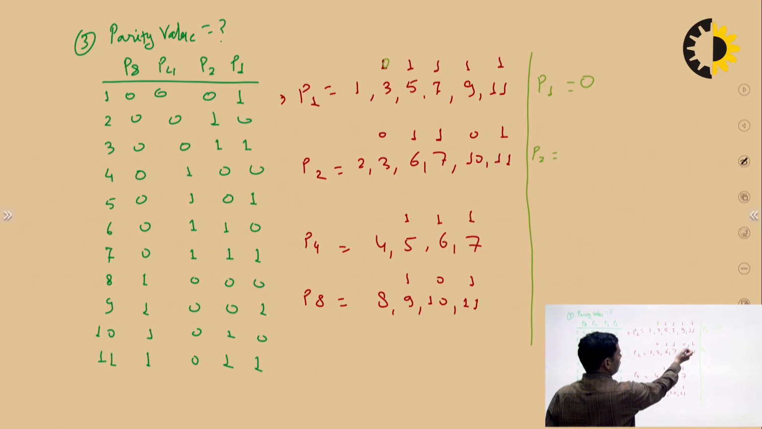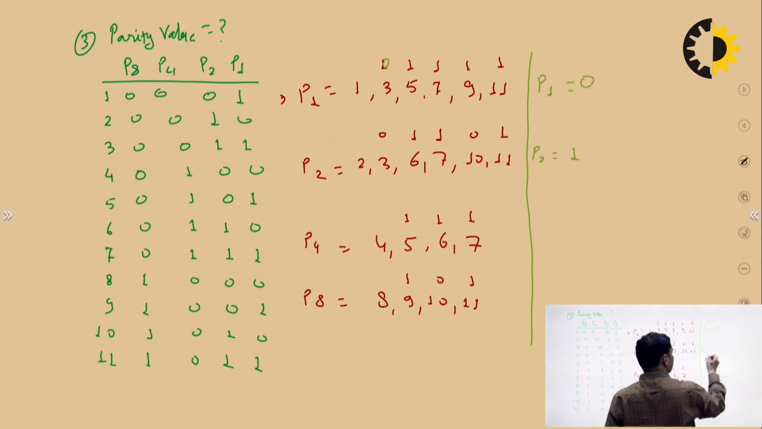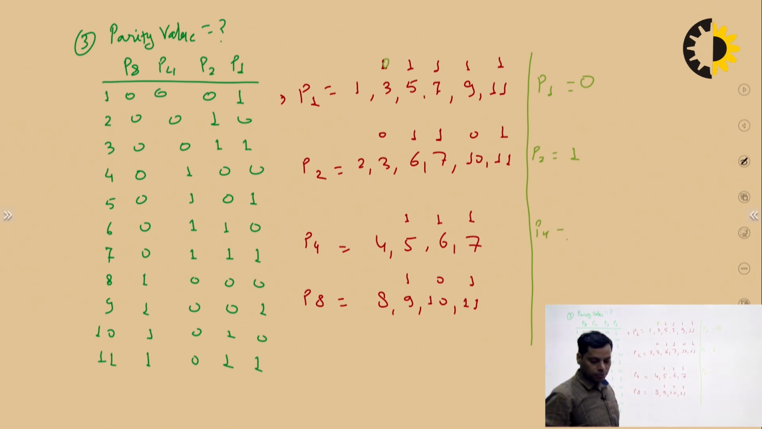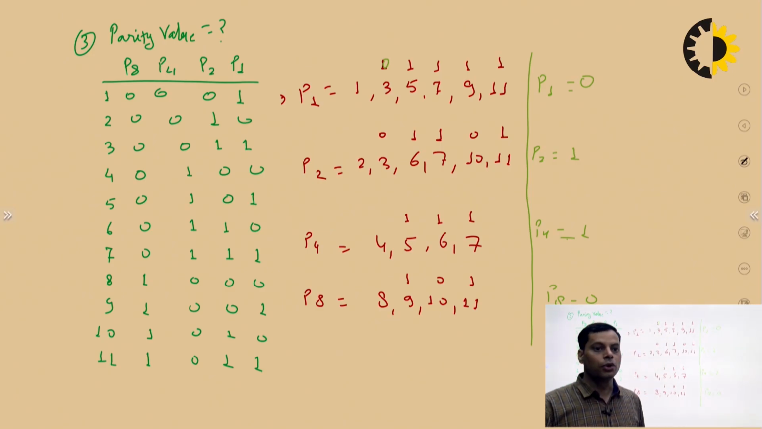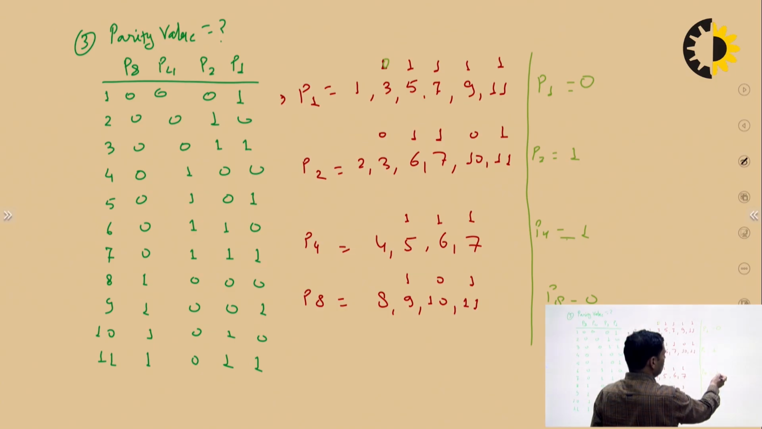Similarly for P2, if we see, it will become what? 1, 2, 3: the number of ones will be 3. That is odd, and we have to make it even, so we have to keep it 1 here. So the P2 value will be 1. Similarly for P4, the total number of ones will be 3, so it will become 1. For P8, the total is 2, so it will become 0, because the total number is already even, so P8 should be 0 here. So the parity bits will be 0, 1, 1, 0 here.